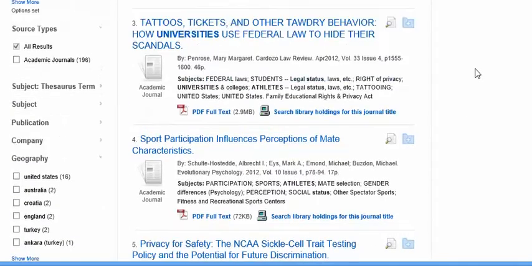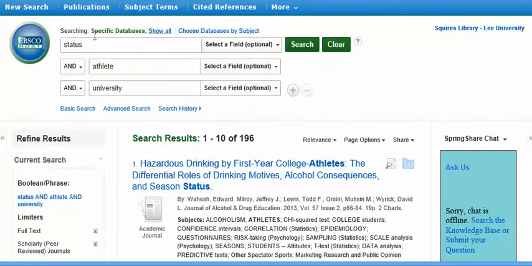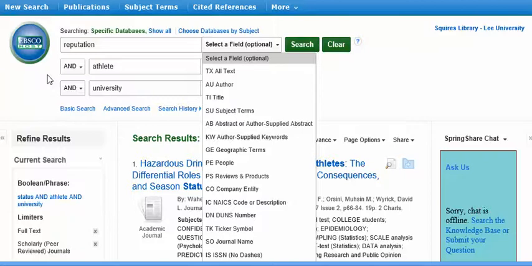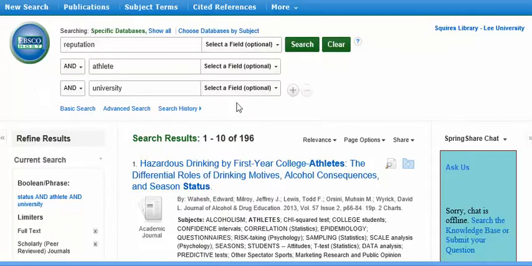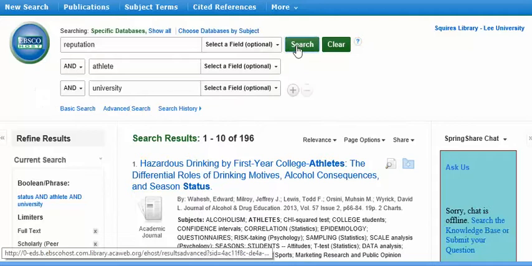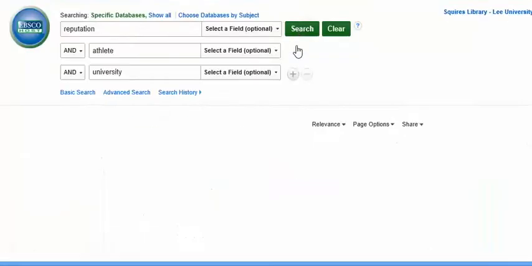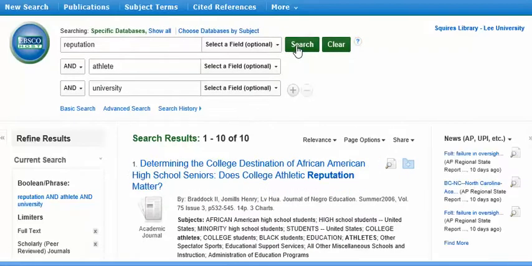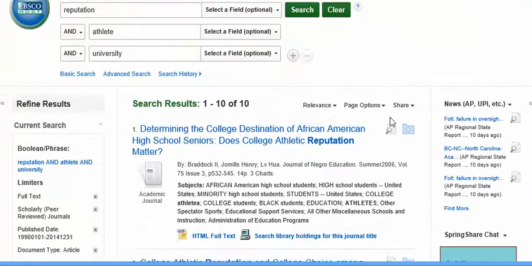I went back and tried other words that I thought would work instead of status. I did reputation. But you know what? I didn't have much more help with this one. When I started doing this, I was coming up with not a heck of a lot, maybe 10 sources, none of which were really helpful to me.